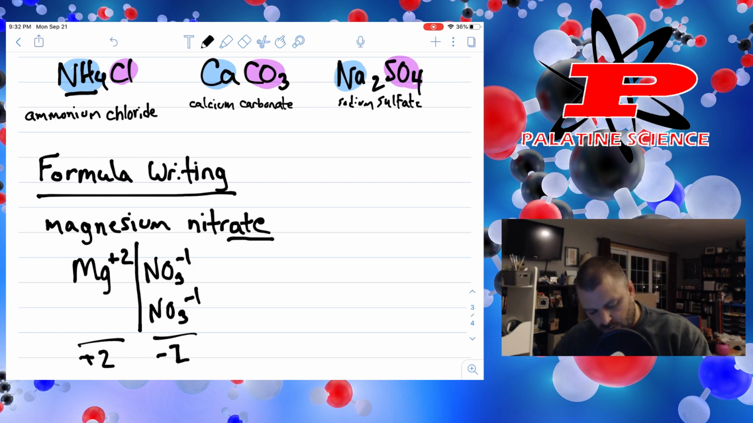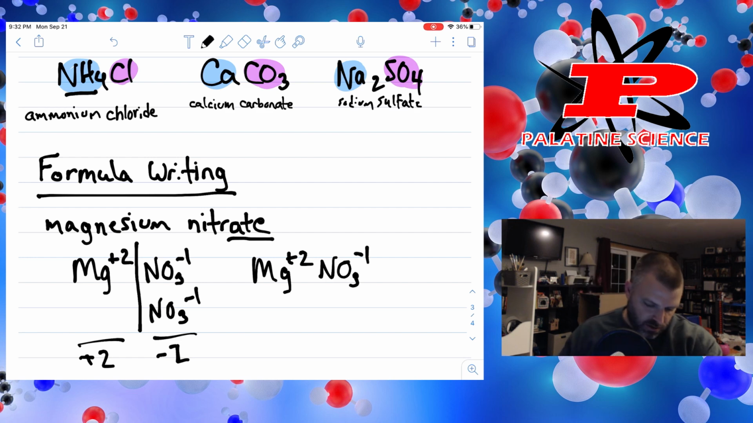Or you can do the old-fashioned crisscross method, which is Mg +2, NO3 minus 1, and then you bring down the 1, negative 1, and you bring across the positive 2, and you end up writing your two ions like this. Now here is the issue.